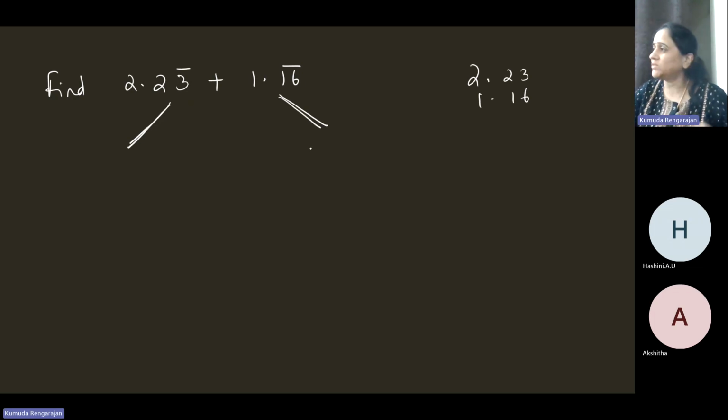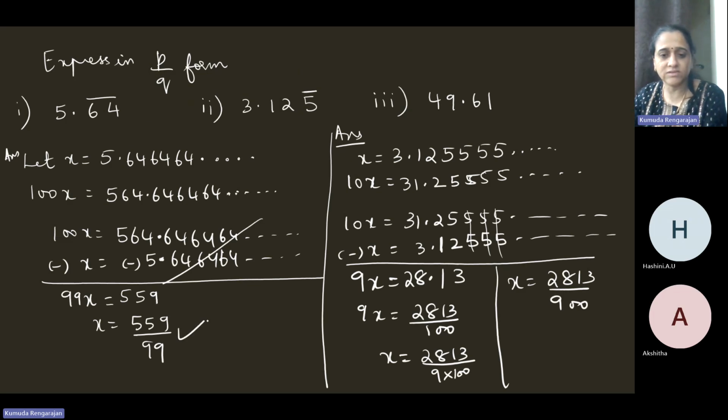For this again, don't use x, use y. Let y be equal to 1.161616, then 100y. So find the fraction for this and add the two fractions. Or if it is subtraction, subtract the two fractions. If it's multiplication, multiply the two fractions. You'll get answers like this too. Then do whatever the operation is: addition, subtraction, multiplication, or division.